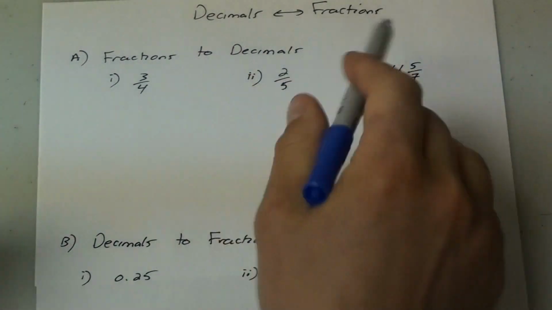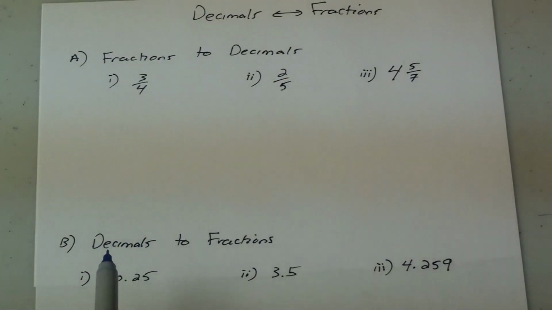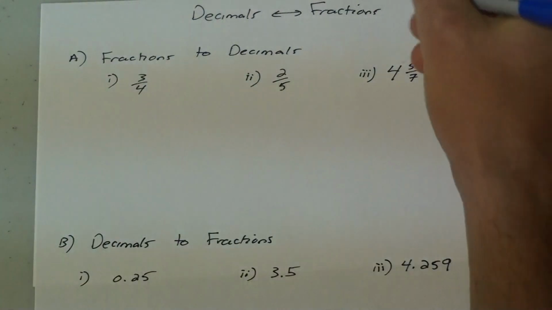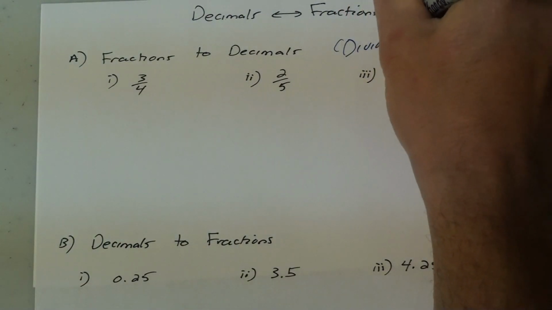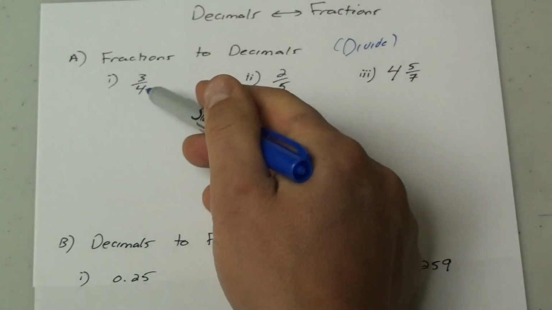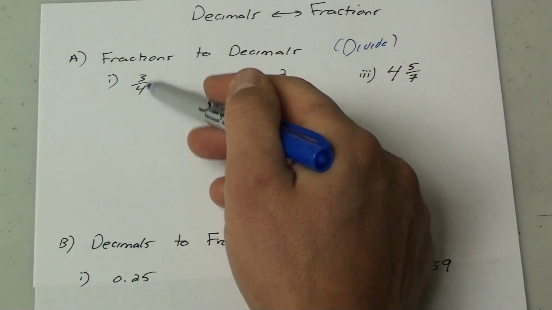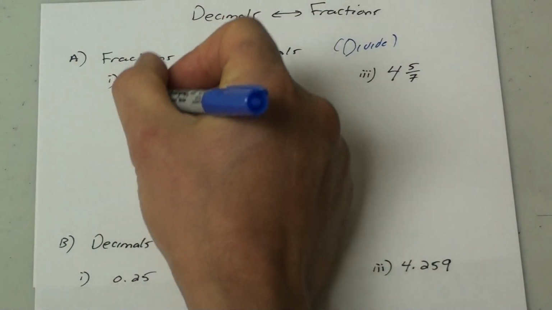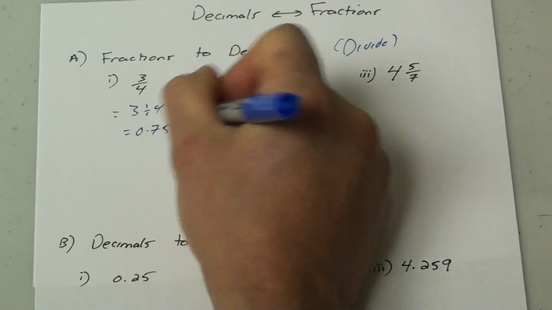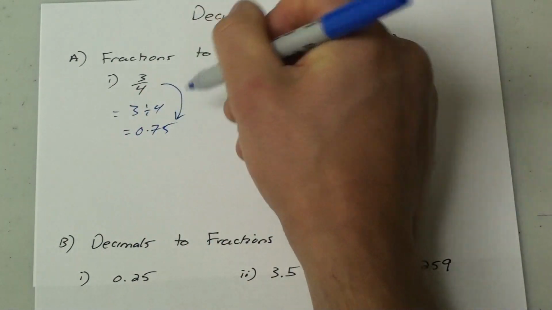Quick little lesson on how to convert back and forth between decimals and fractions. First part is how do I turn a fraction into a decimal. And how I do that, I divide. A fraction is the same as dividing: 3 over 4 is 3 divided by 4. And if I did 3 divided by 4, I would get 0.75. There is my fraction to my decimal.